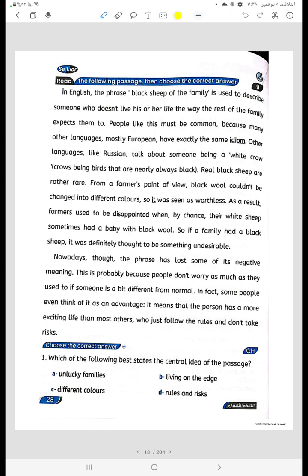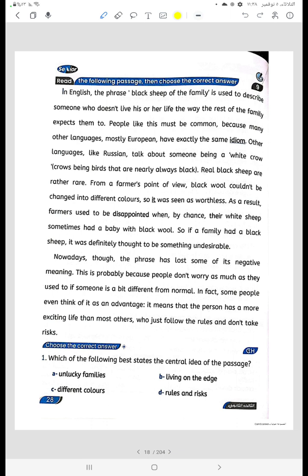Crows being birds that are nearly always black. So the crow is supposed to be black in color. Real black sheep are rather rare. Even black sheep are rare. From a farmer's point of view, black wool couldn't be changed into different colors. Even black wool can't be changed into other colors. So it was seen as worthless.